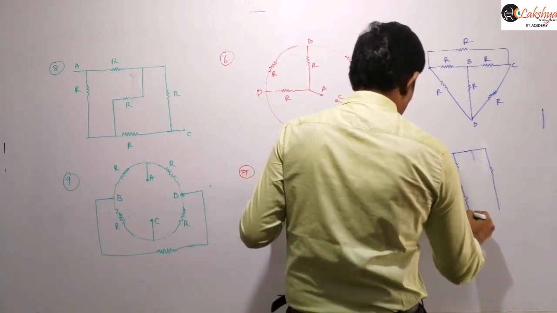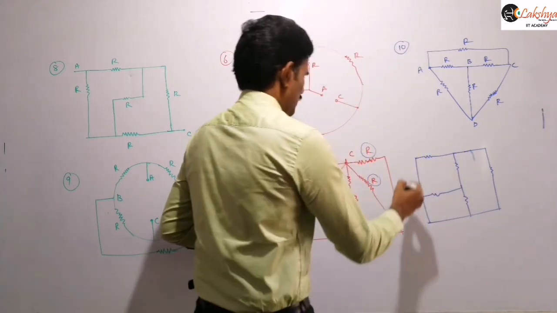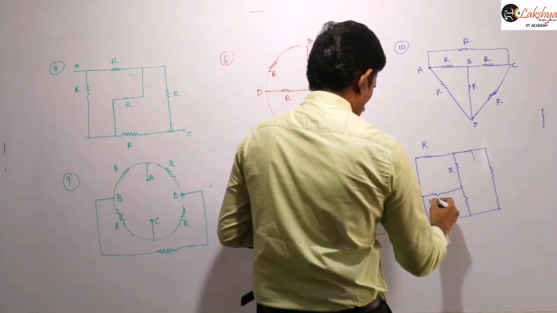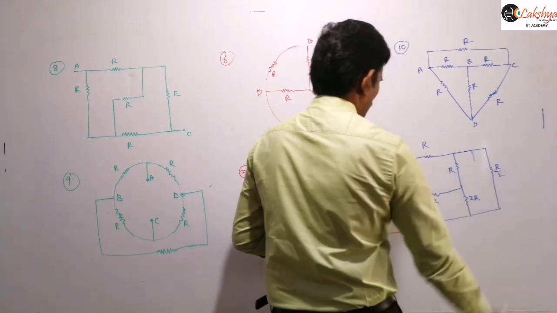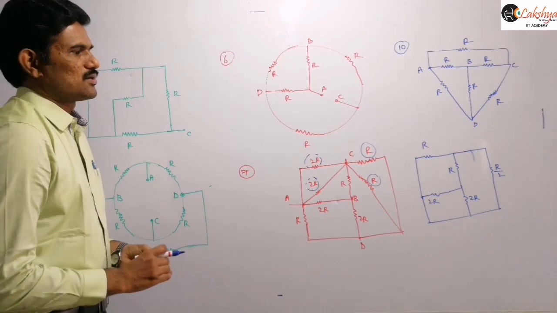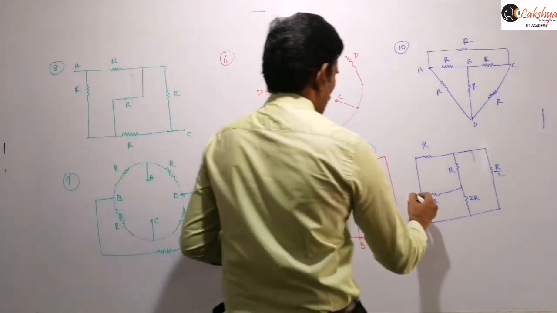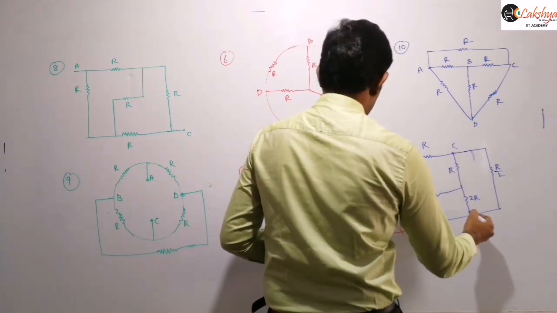So this resistance is there here. So then this is R and this is R and this is 2R and this is 2R and this will be R by 2, right? And so next we need to simplify. This is our points A and C. So between A and C we need to find this effective resistance here.